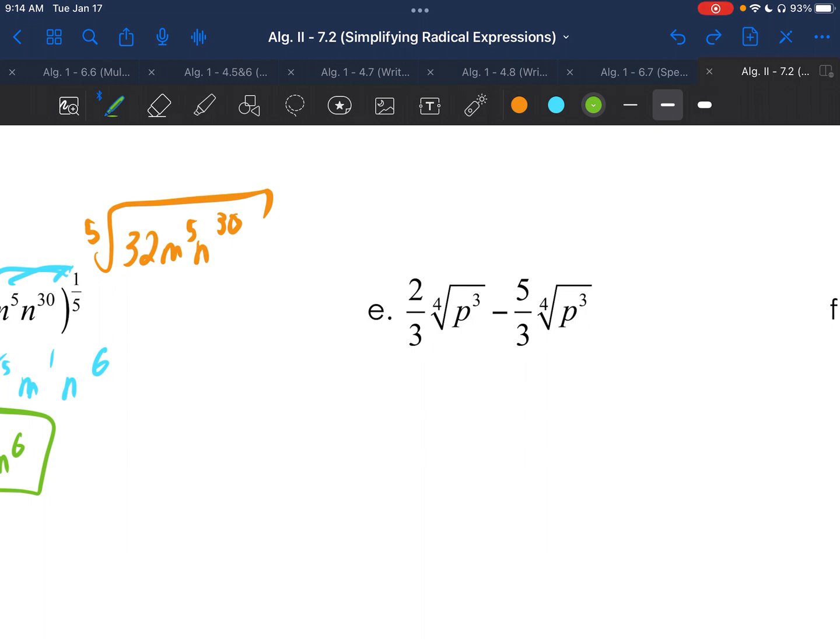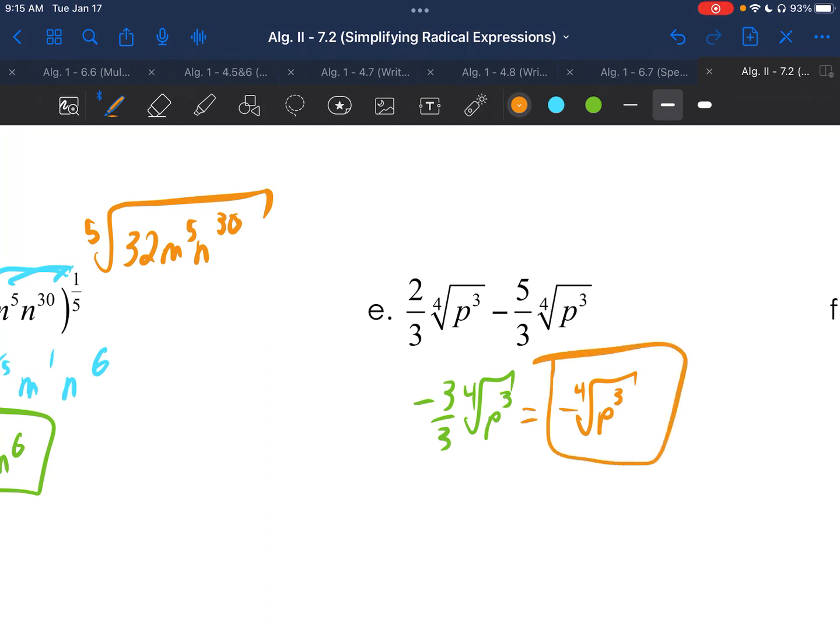Letter E, they're actually already identical radicals. That's super nice, the 4th root of p cubed. So we can just go ahead and subtract these. So 2/3 minus 5/3 is negative 3/3 times the 4th root of p to the 3rd. Now we might look at that and say, hey, wait a second, that's not quite simplified yet, because negative 3 over 3 is the same thing as negative 1. So you have a negative 1 times the 4th root of p cubed, aka a negative 4th root of p cubed. If you write the 1 there, it's not wrong.